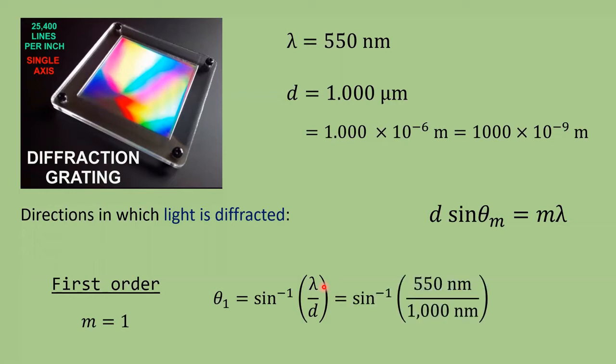Okay. Well, for this particular example, 550 nanometers compared to the slit separation of 1,000 nanometers, that was the same as 25,400 lines per inch. This ratio is close to 1/2, right? So what angle has a sine roughly equal to 1/2? Well, we know that the sine of 30 degrees is 1/2. So this angle we expect to be close to 30. Definitely not a small angle.